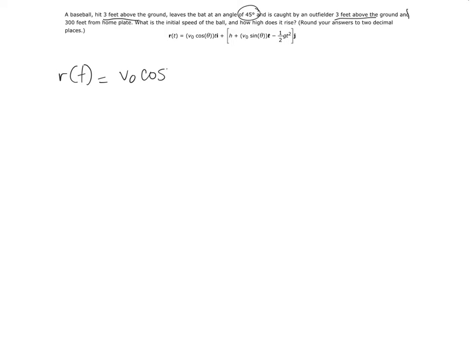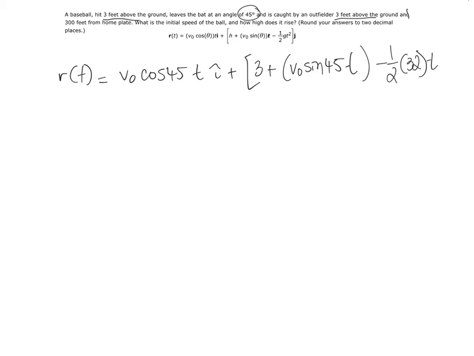So cosine of 45t plus. All right, so as you know, cosine 45 and sine of 45 gives you square root of 2 over 2. So I'm going to plug that in for both cosine 45 and sine 45. And then for this part right here, I'm going to solve for t.